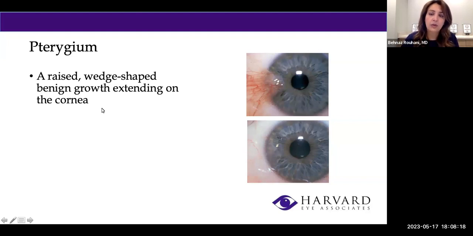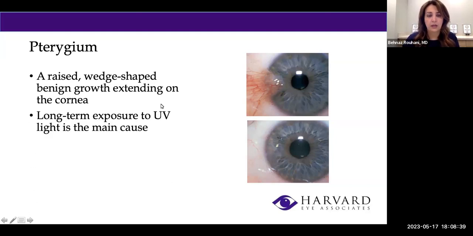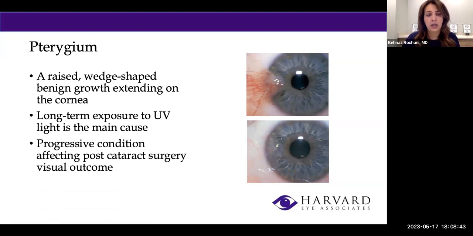A little bit of a growth on the white part of the eye, which is raised, wedge-shaped, and it's benign. Usually this is not really looking malignant at all. So it's just vascular, thick tissue because of UV light affecting the conjunctiva, or clear layer, that it's covering the white part of the eye. Again, long-term exposure to UV light is the main cause.